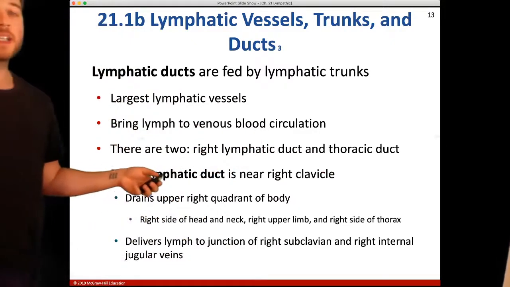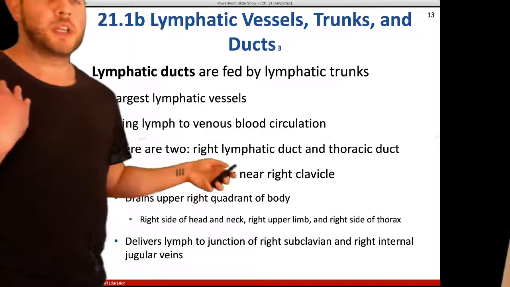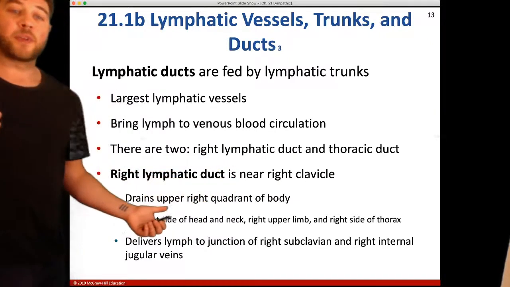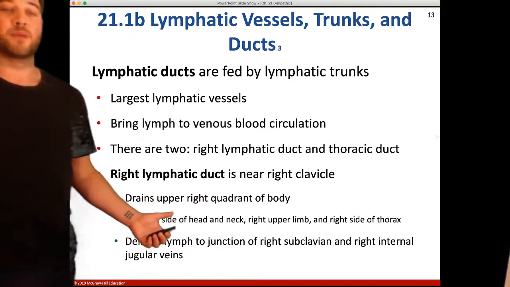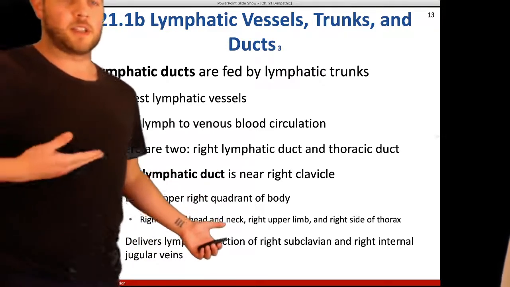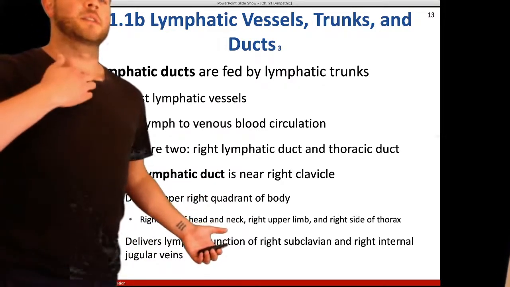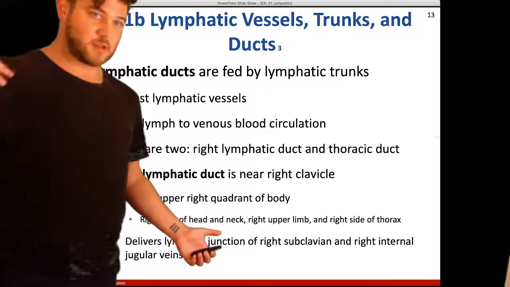Your right lymphatic is near your right clavicle. It drains from the upper right quadrant of the body, so from the upper right side of the head, the neck, the upper limb, and the right side of the chest. You can't really see, so like the upper right side of the chest, the head and neck, and then the arm as well.